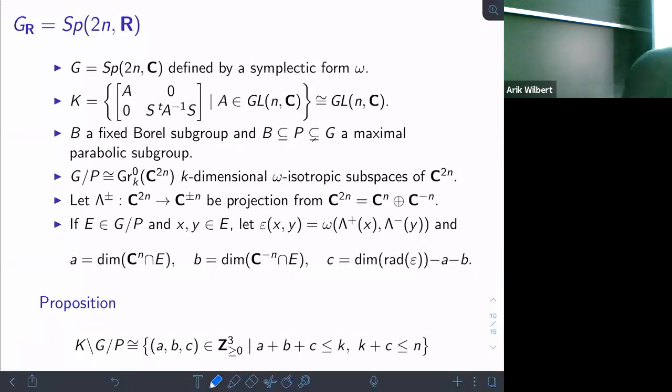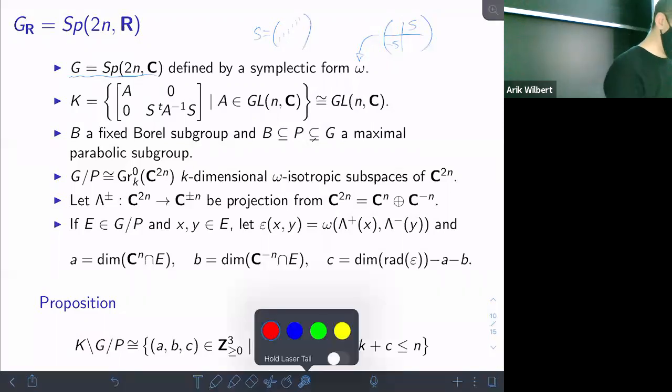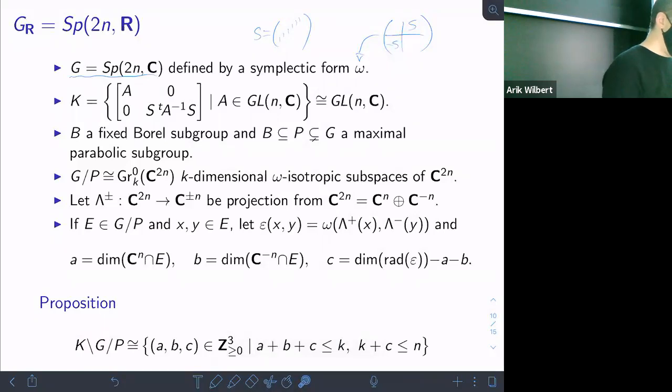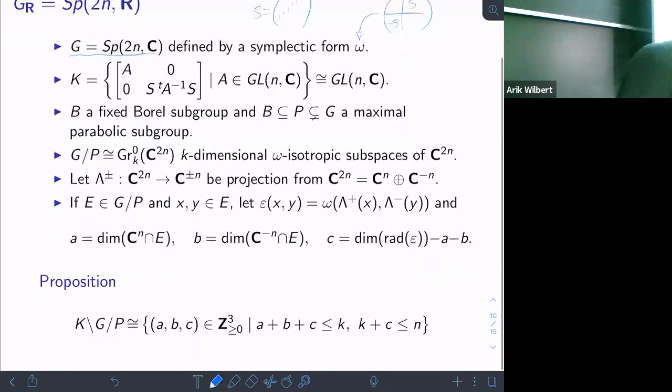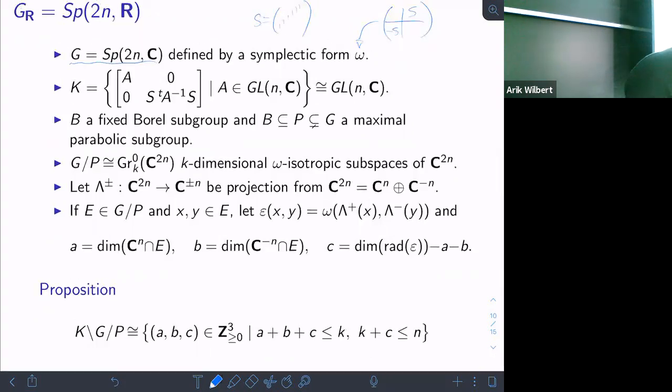Okay, so here I'm starting with the complex group to be Sp(2n, C), and I like taking the symplectic form corresponding to S minus S, and here S is that matrix. So I think if you've seen this symplectic geometry before, often you take an I and a minus I. So this is just sort of lining things up better. So you can take, for example, the Borel to be upper triangular matrices. Okay. So K is block diagonals in the symplectic group.